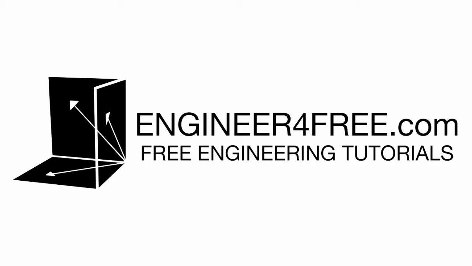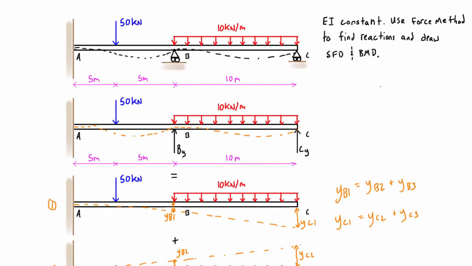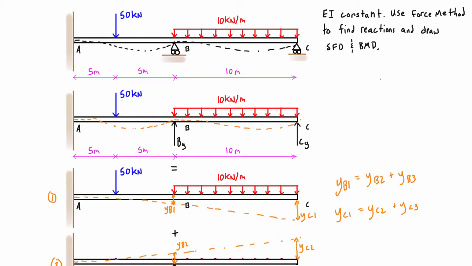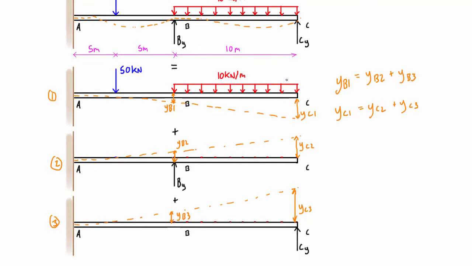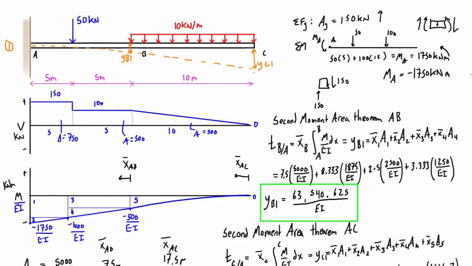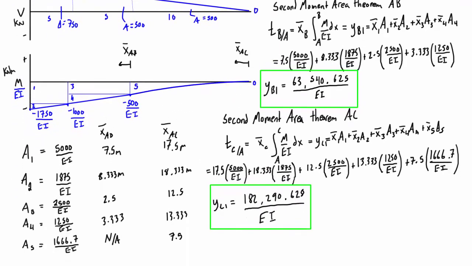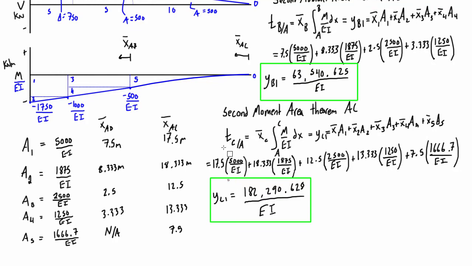Alright, welcome back. This is part 2 of our force method example problem where we are solving this second degree statically indeterminate problem. In the first video, this is the work we were left with. Basically, we did the method of superposition, and then we figured out what yb1 and yc1 were by applying the moment area method to the first case here. So we got yb1 and yc1.